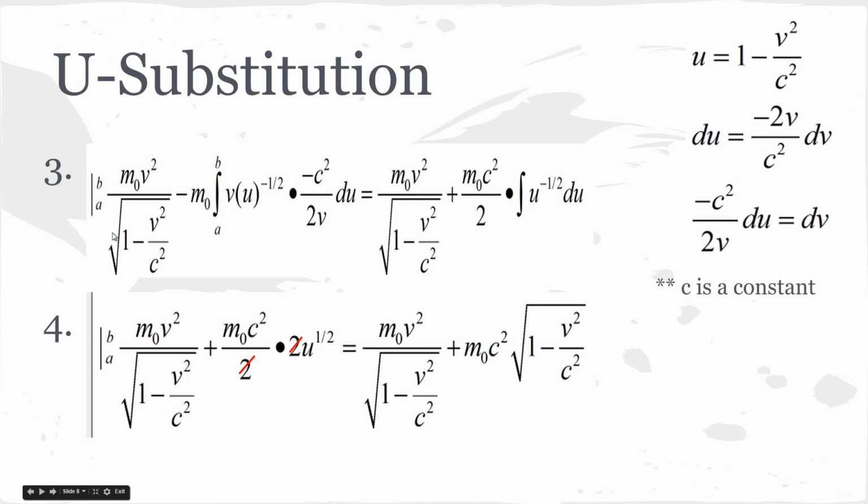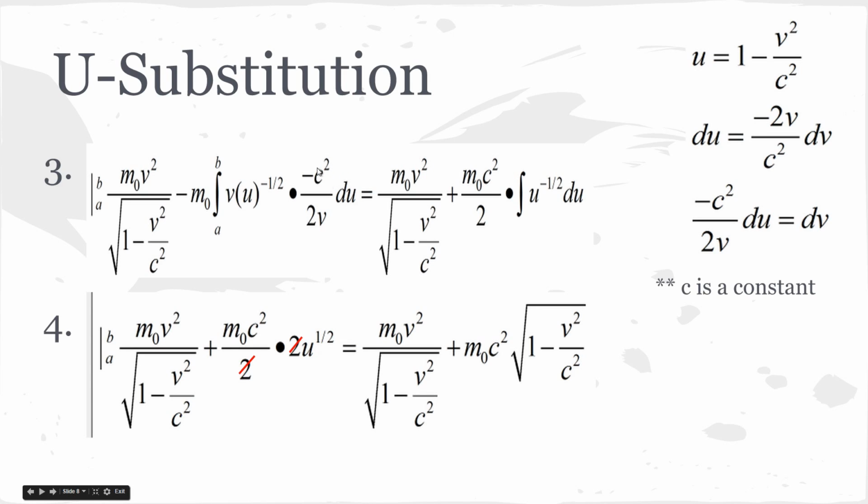So here is the formula we had above on the last page, but we simply substituted in a u. And then to get your dv in terms of du, we just multiplied each side by the reciprocal to get this negative c squared over 2v. And remember, the c is a constant, so the derivative of u is really just negative 2v over c squared, because that's just a number, not a variable. So then once you have all that, you will be able to integrate.